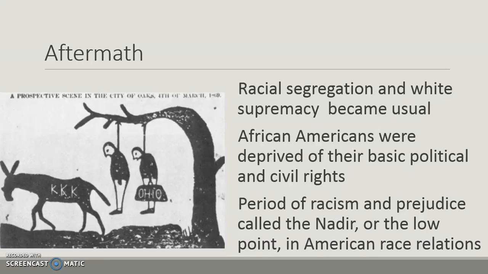And what we get in the South really is a system of racial segregation and white supremacy. So supremacy means that you think that you're better than somebody else. And in this case, in the South, we had white supremacy. So whites believed that they were better than any other race. And this becomes normal in the South. They're going to deprive or take away African Americans' basic political and civil rights. And this period of time is going to be known as the nadir, or the low point. When you see the word nadir, it generally refers to race relations. And in America, that is generally between whites and African Americans.